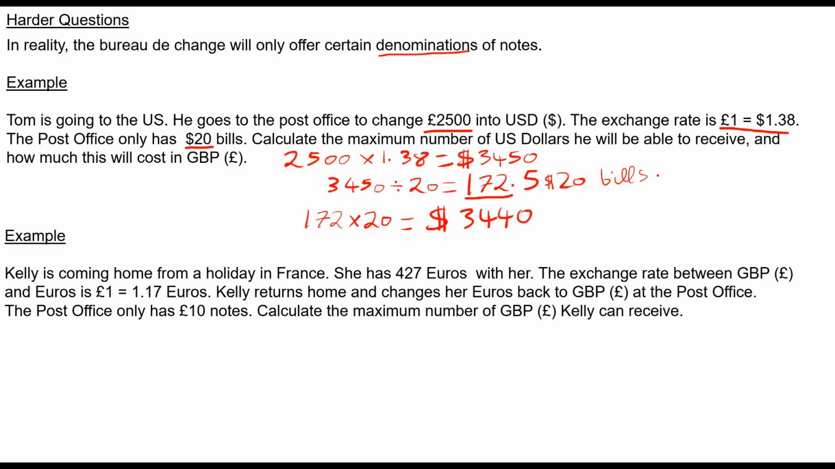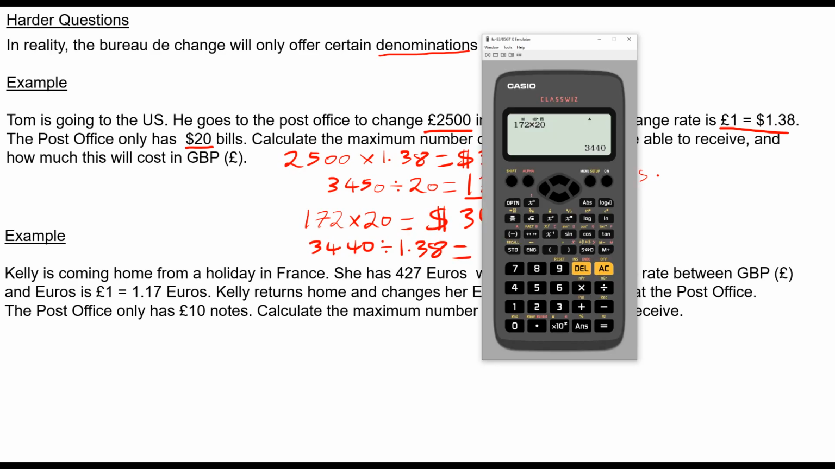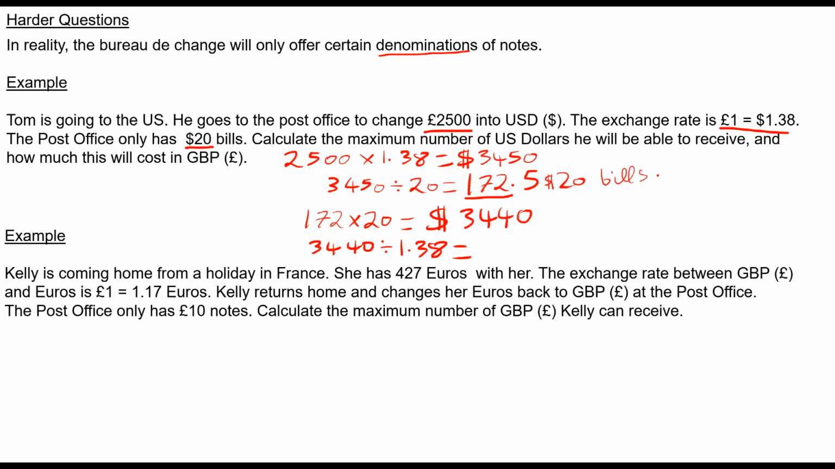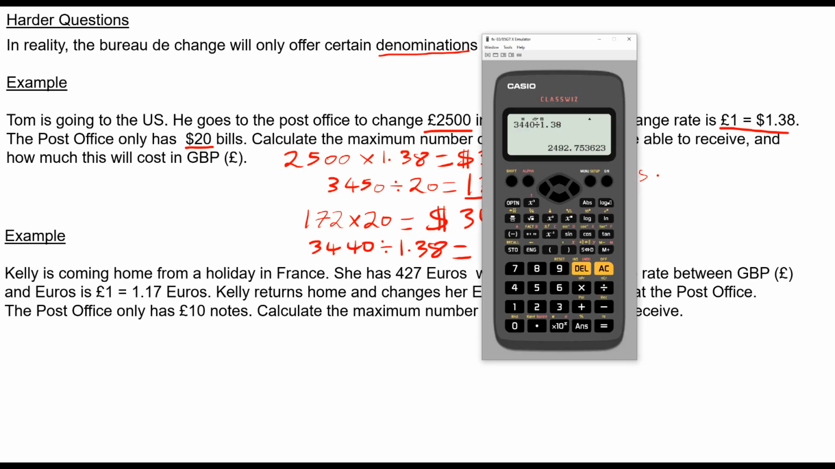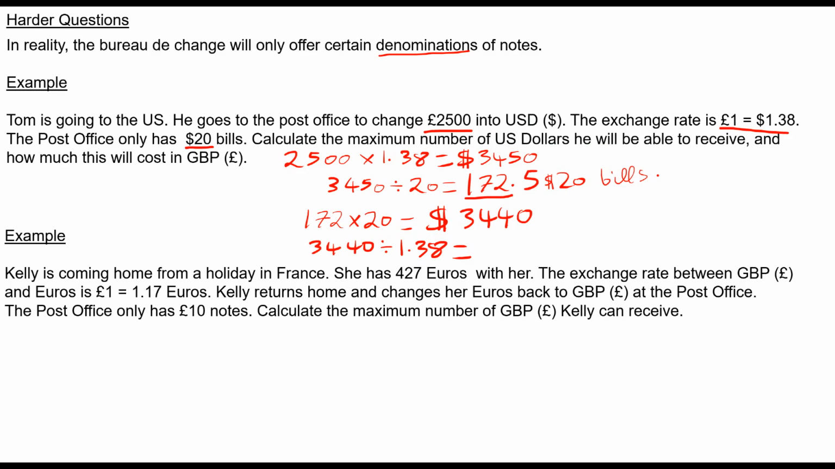And to work out what that is in pounds, I would need to divide by 1.38. Which gives me £2,492 and 75 pence. So that's actually what he'd have to spend, and he would get $3,440 in $20 bills.